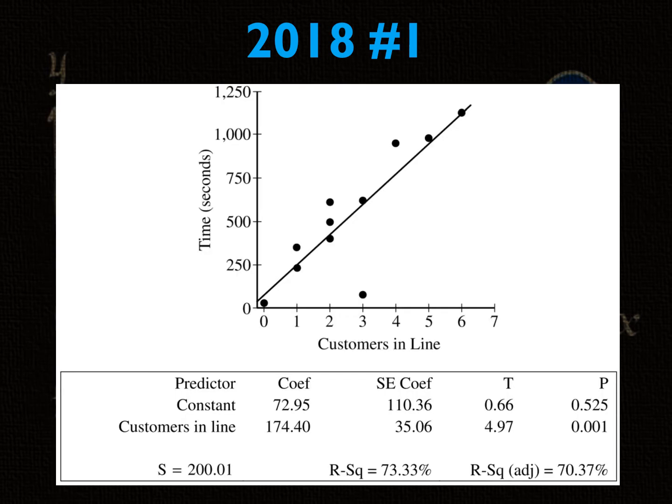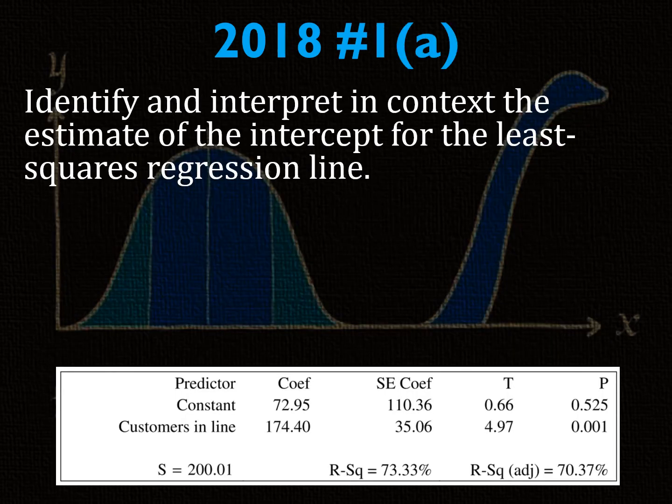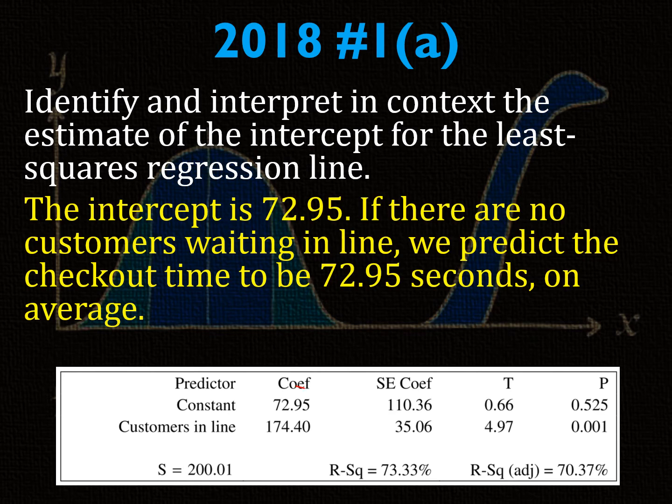There it is. Part A, identify and interpret in context the estimate of the intercept for the least squares regression line. So the 72.95, the constant coefficient, is the intercept. The interpretation is if there are no customers waiting in line, we predict the checkout time to be 72.95 seconds on average. So remember to interpret the intercept.